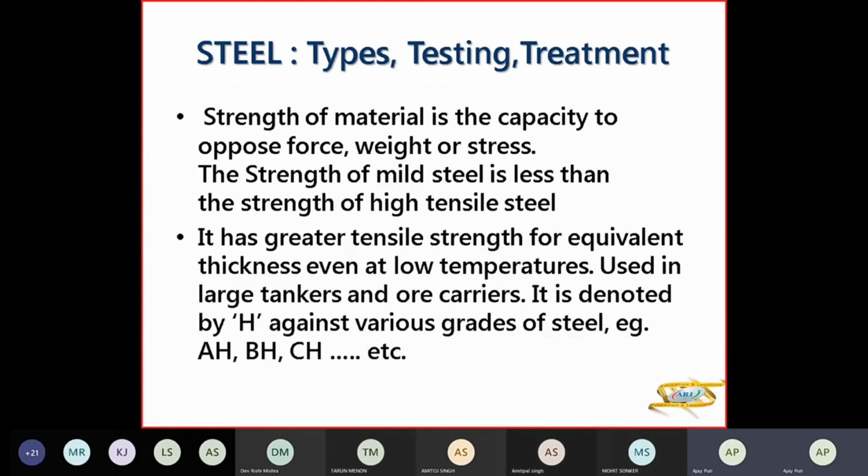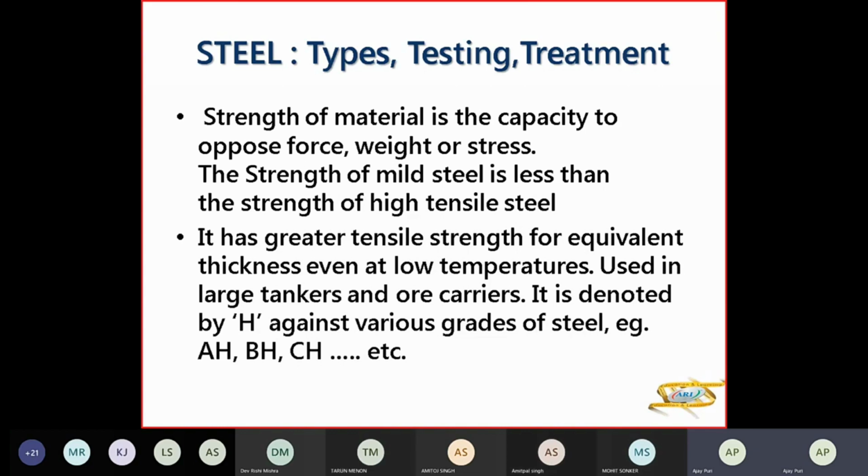Now, the strength of this material is the capacity to oppose force, so weight or stress. So, the strength of mild steel is always less than high tensile steel. So, it's got greater tensile strength for equivalent thickness at low temperatures. So, it is used on large VLCCs or VLOCs, and it is designated by the letter H.